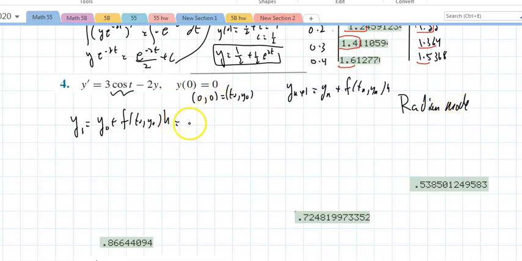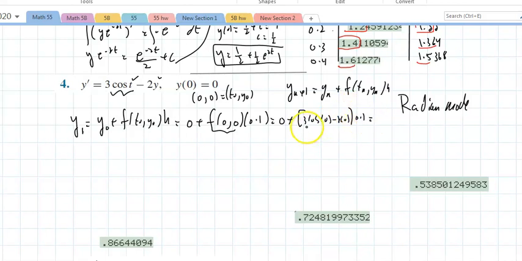So this will be y sub 0, which is 0, plus f of t sub 0 is 0, y sub 0 is 0, times 0.1. Well, that's going to be 0 plus, if I plug this in for t and y, that is 3 the cosine of 0 minus 2 times 0, times 0.1. This is 3 times 0.1. That turns out to be a simple 0.3. So that's my first value for y.